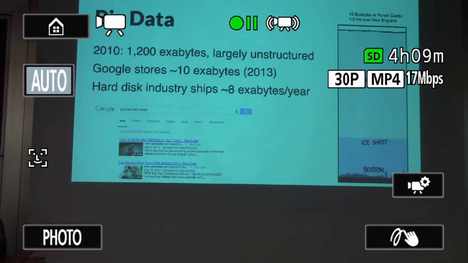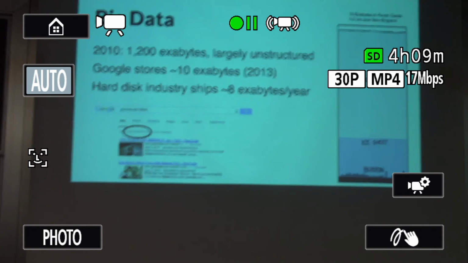So in 2010 alone, there were about 1,200 exabytes produced, which are largely unstructured. Google stores in 2013 about 10 exabytes. And the hard disk industry ships about 8 exabytes per year. And if you Google, for example, for YouTube cat videos, you will find that there are almost 600 billion results for YouTube cat videos. So we simply have a lot of data.